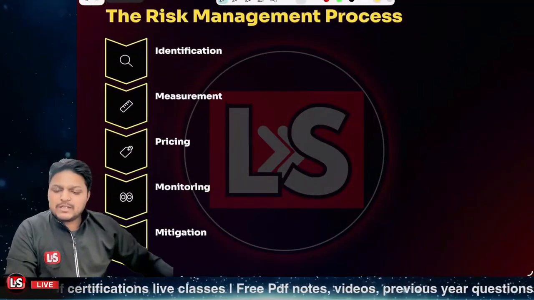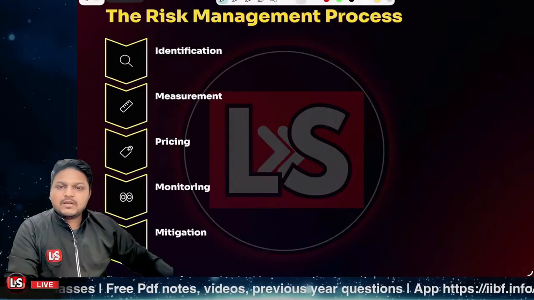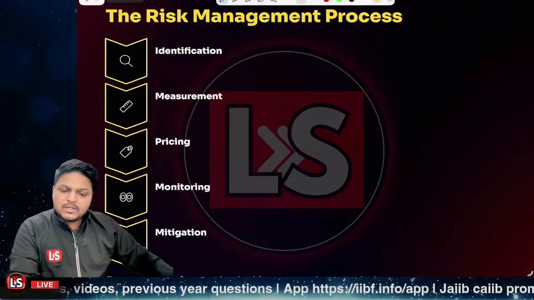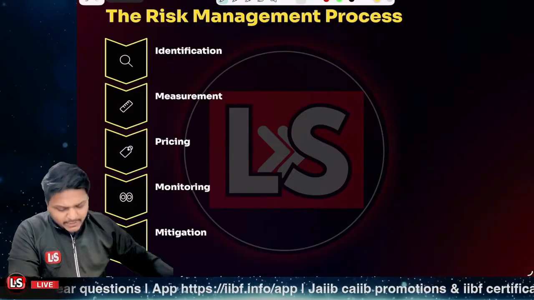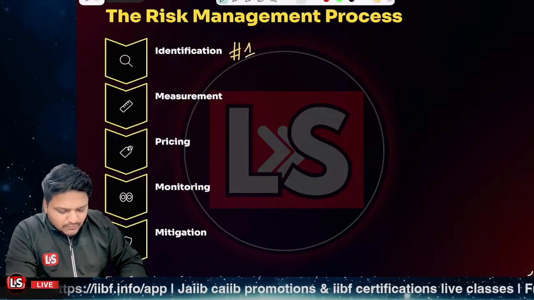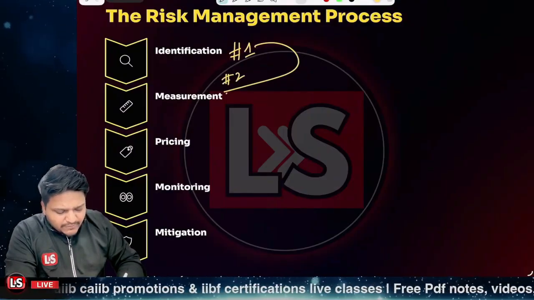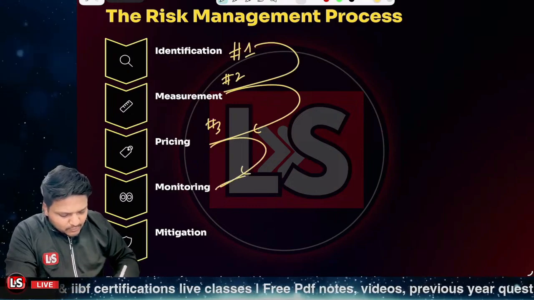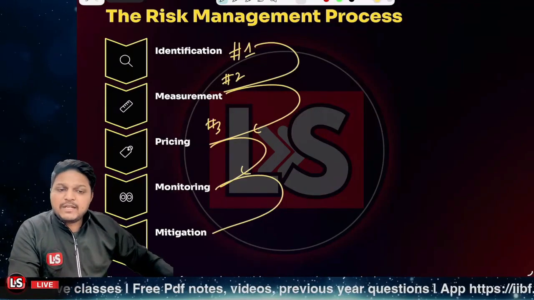Now let's have a look at the process for risk management. First of all, it's related to risk identification. I simply told you that the first step is always and always risk identification. Once you have identified the risk, only after that will you quantify the risk. Once you have quantified the risk, you will price it accordingly, you will try to monitor the risk, and further you will try to mitigate the risk. So this is a chain or cycle that we need to follow.